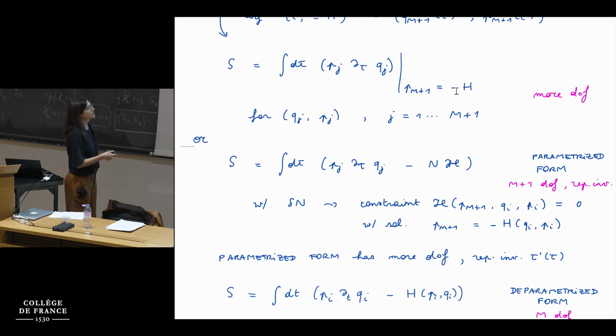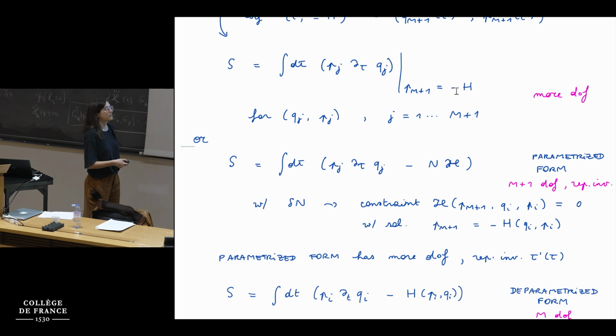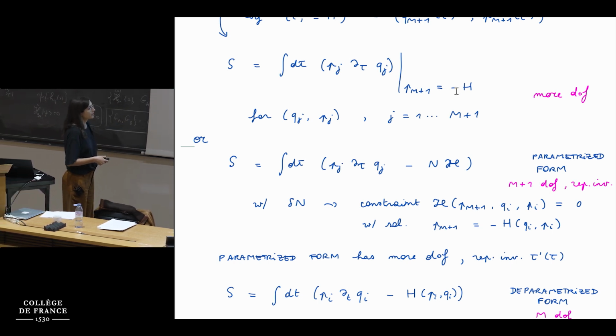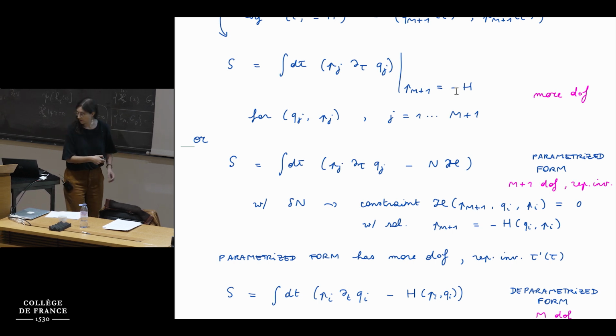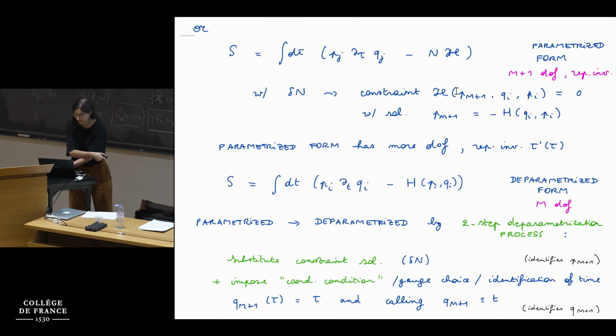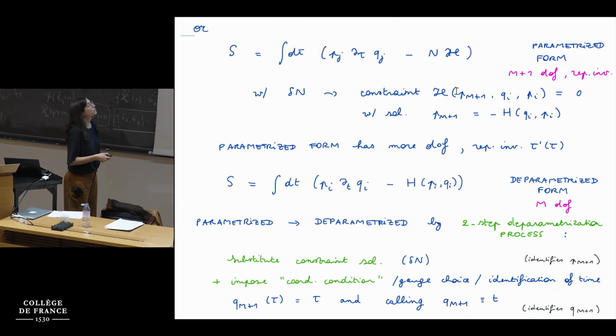It's called a parametrized form because it's given in terms of this arbitrary parameter tau. It has more degrees of freedom, but this is balanced by the fact that there's now a reparametrization invariance in the system. Okay, I'm copying here the deparametrized form that we started from, so that I don't have to scroll up. And we can compare the original form with the final parametrized form.